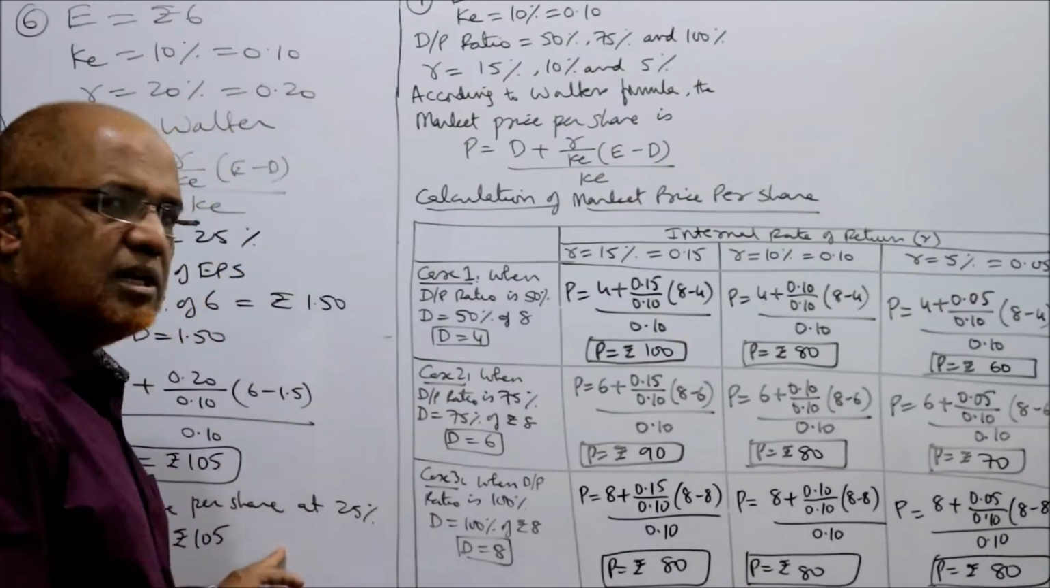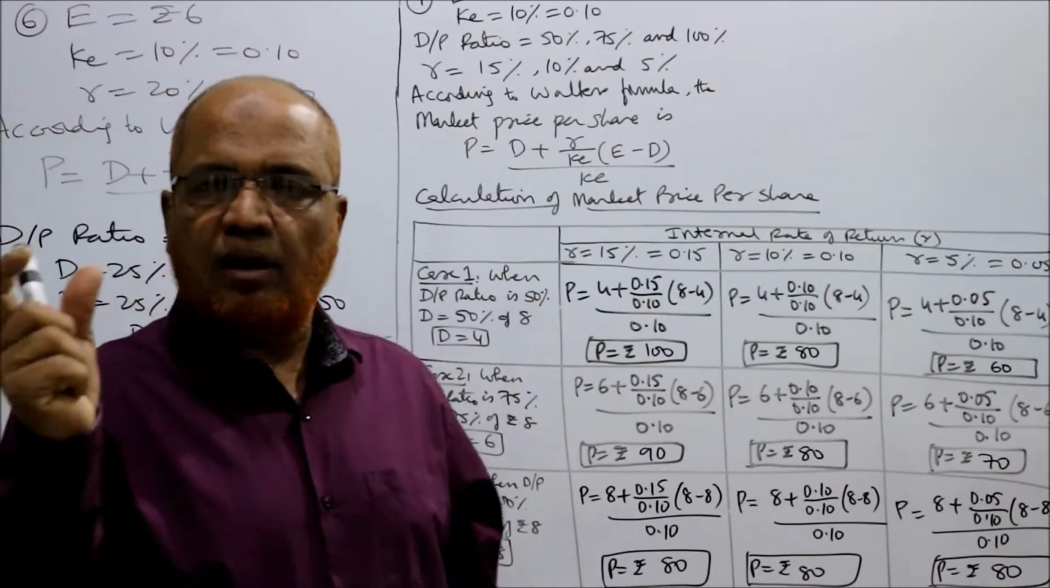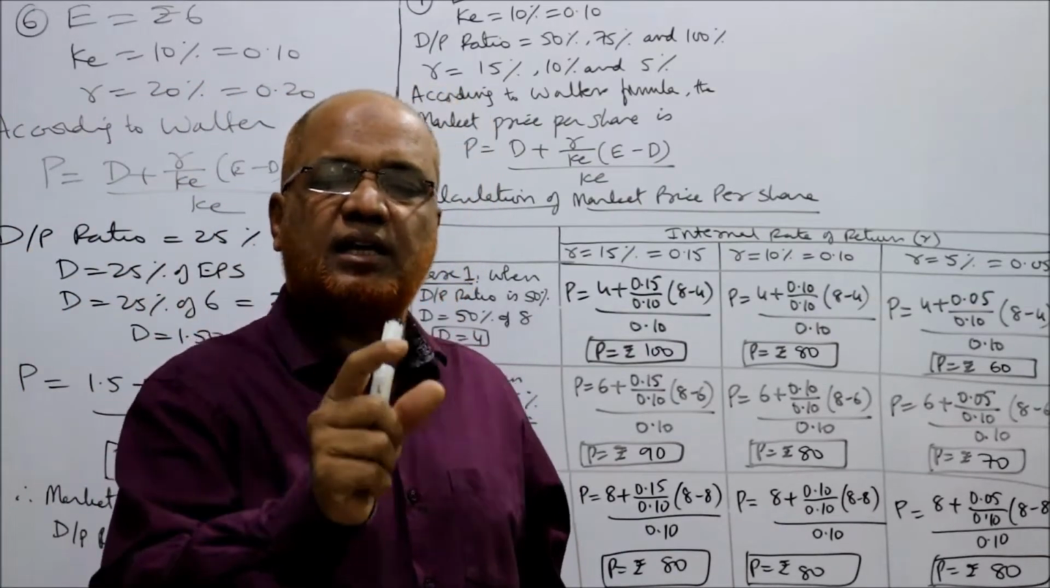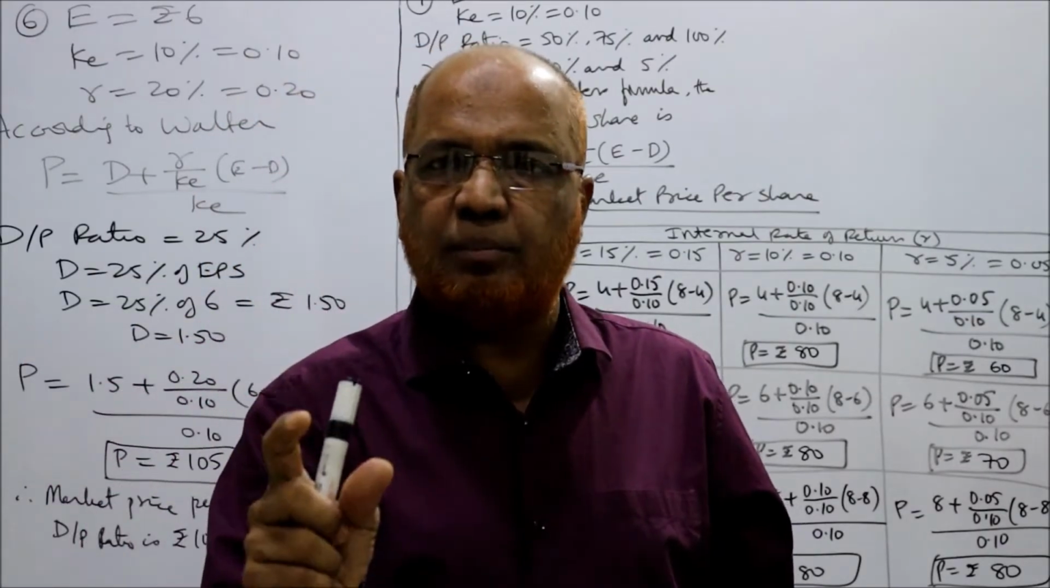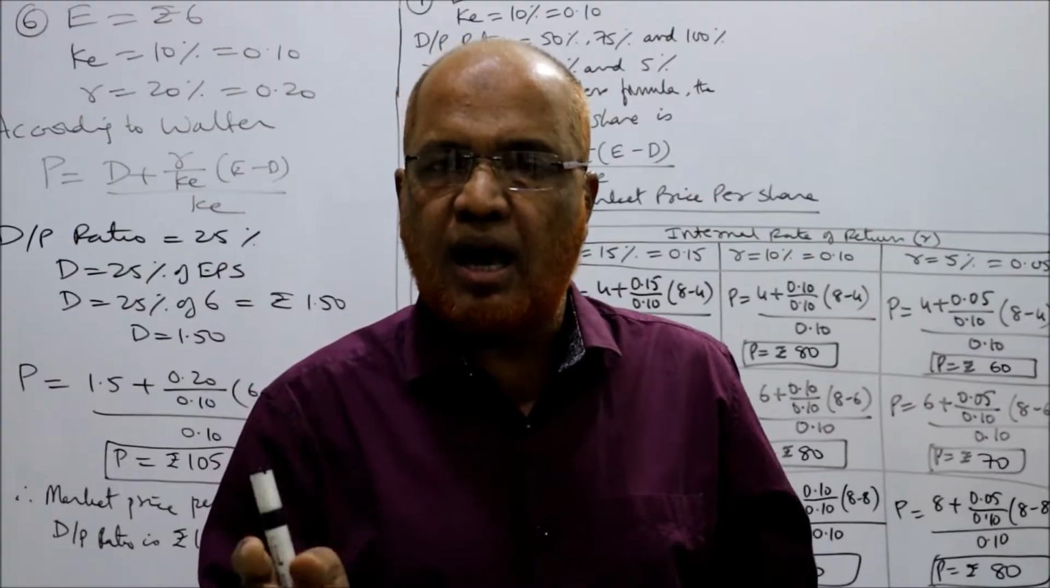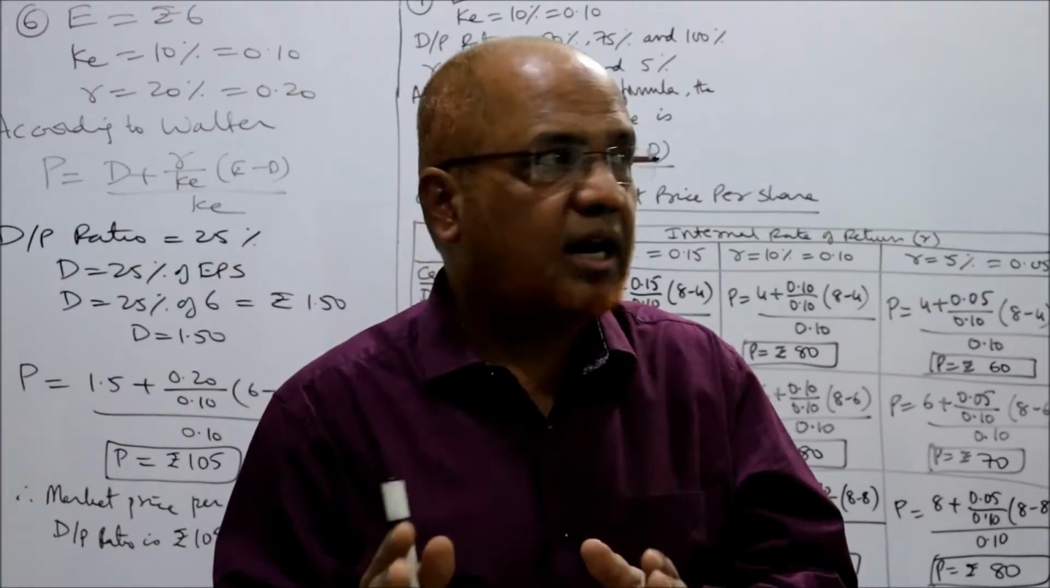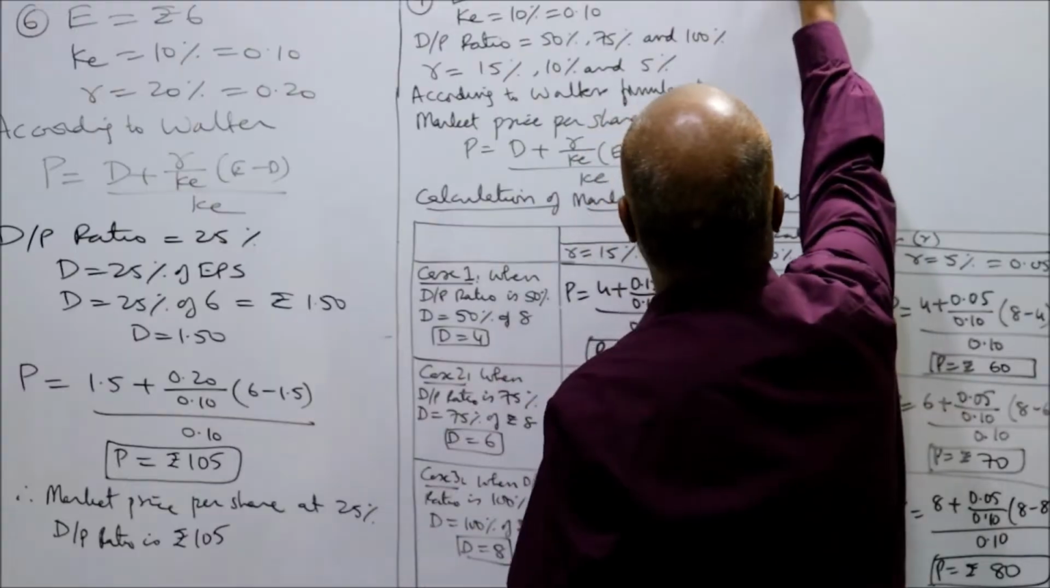So after completing this, you should write one sentence. According to Walter, when R is greater than K, it is a growth firm. And for a growth firm, the optimum DP ratio is 0%. And it is asking you what is the price per share at 0%. So here I am calculating.